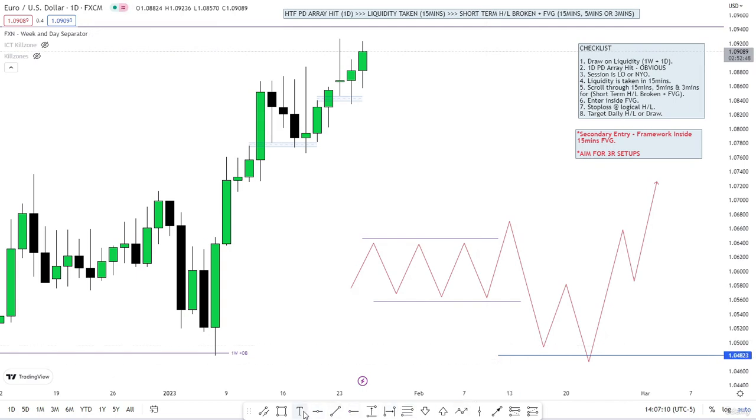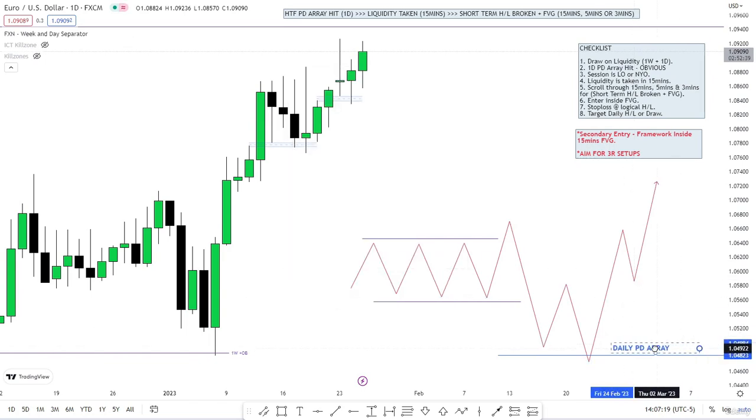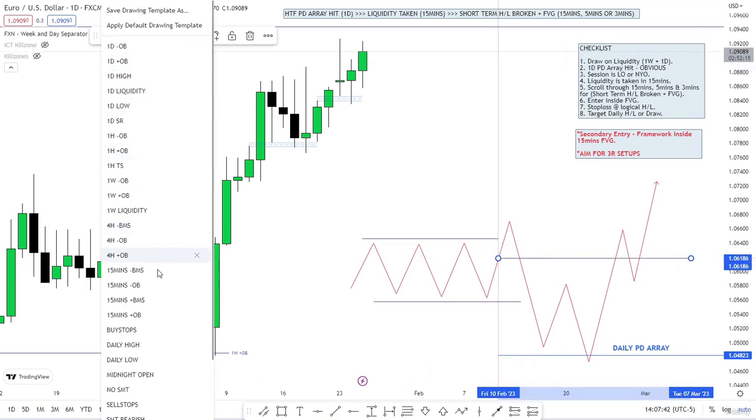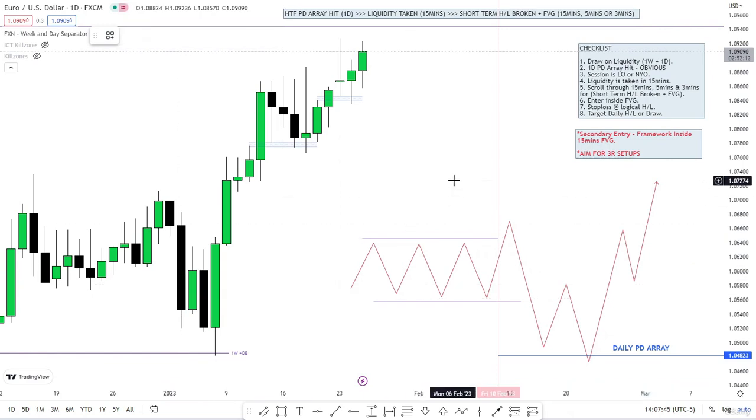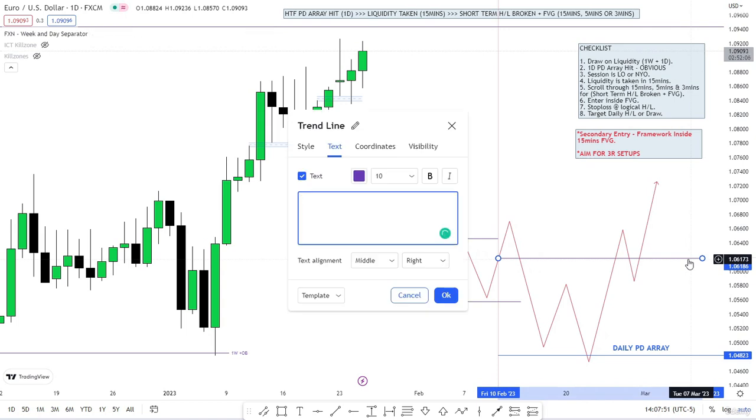So this is most probably daily PD array. So remember you're bullish. So you want to see the Asian market take out highs. This is London, so maybe this could be midnight open. Maybe around there. So this is midnight open. Let's draw midnight open. So maybe this is midnight open. Let's do midnight open. So okay, let's just call it midnight open.